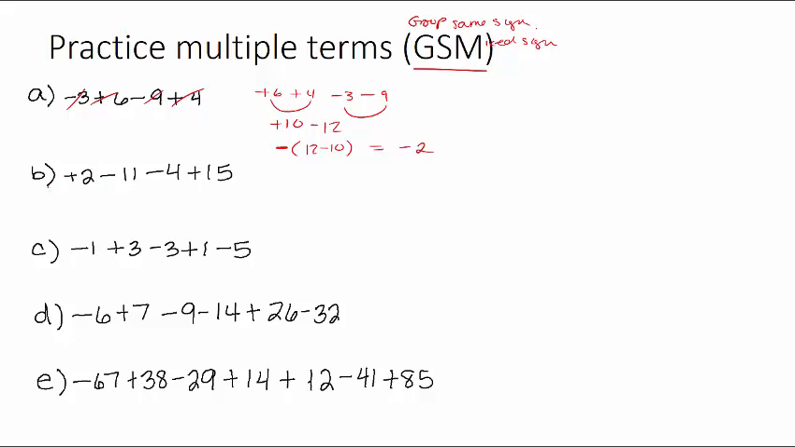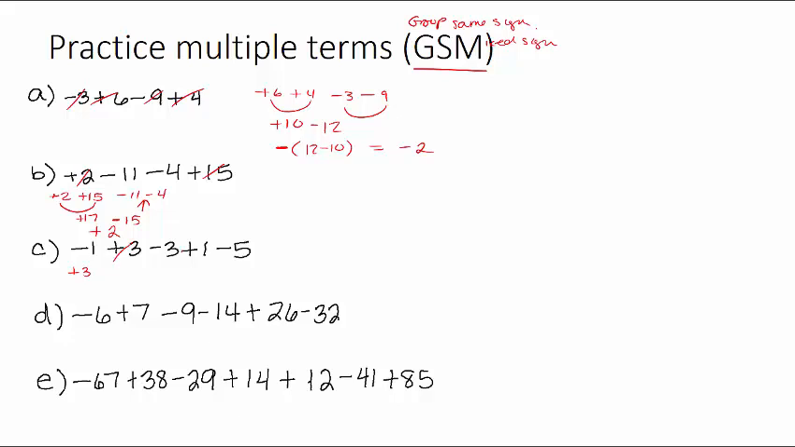Alright, for this one, the first thing we do is group the signs together. So we have positive 2, positive 15, negative 11, negative 4. Now we're going to use the same sign rule. So this is positive 17, and this one is negative 15. Now we use the mixed sign rule. I have more positives. How many more positives do I have? 2.